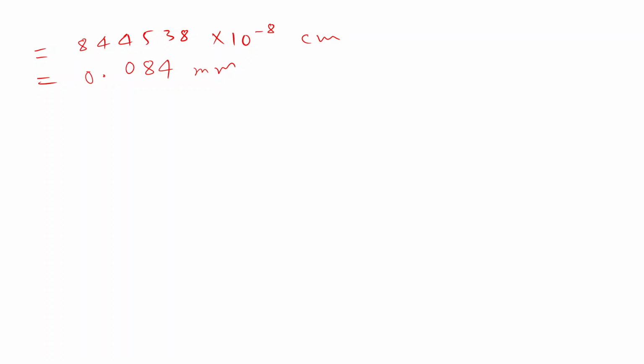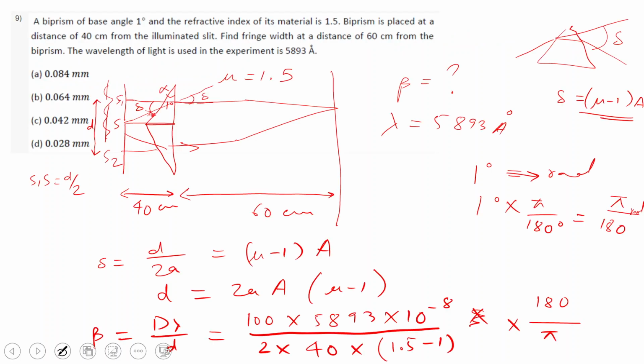Okay. 1, 2, 3, 4, 5, 6, 7. Because in millimeter this will be 10 to the power minus 7 millimeter, and it will be 1, 2, 3, 4, 5, 6, 7. So the answer is, where is it? 0.084 mm. Okay.